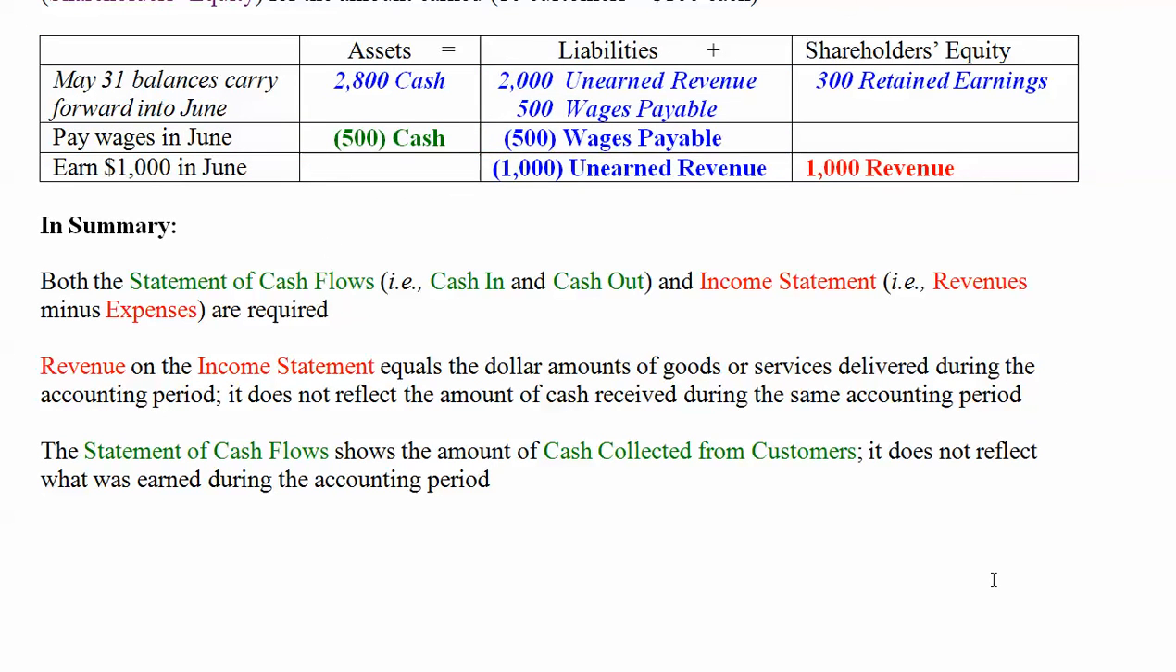I hope that helps you understand the importance of accrual accounting, and also the reason we need all three statements: the income statement to show what was earned and what was incurred, the cash flows to show what cash came in and what cash came out, and the balance sheet to explain the differences.